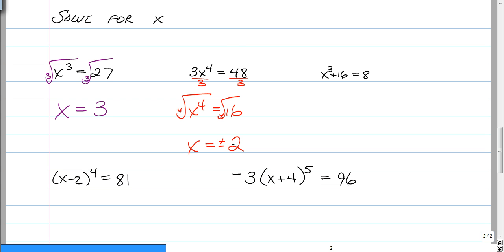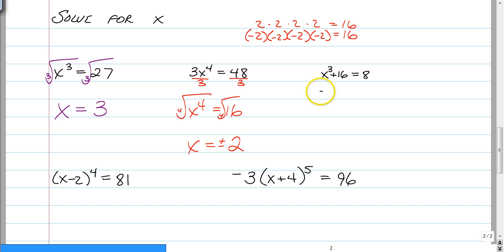Remember what we said about evens. Negative 2 times a negative 2 times a negative 2 times a negative 2 is also a positive 16. And of course, so is 2 times 2 times 2 times 2, which is a positive 16. So just like back in the day when we were solving with square roots, we had to remember the plus or minus. That applies to any even root. So anytime you have an even root, you want to make sure you do that.